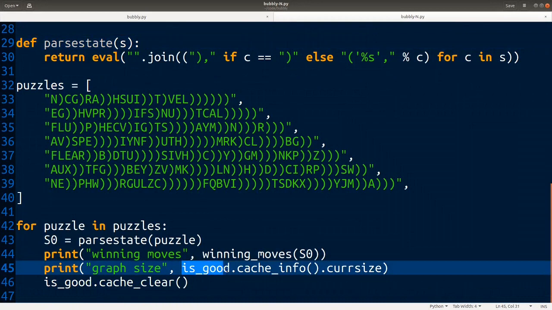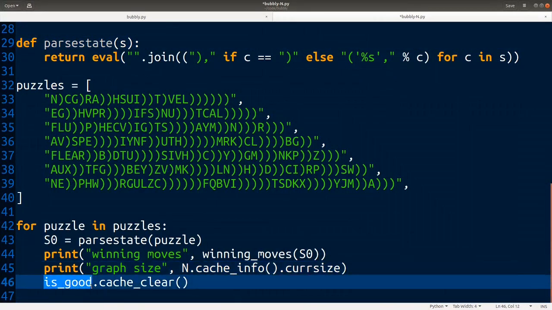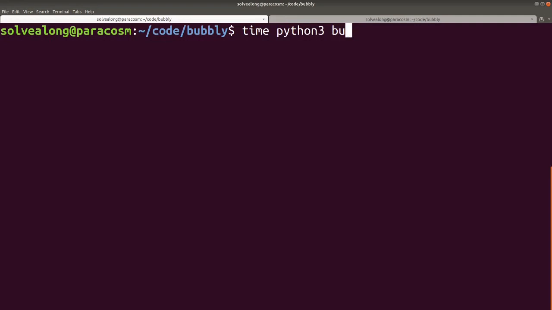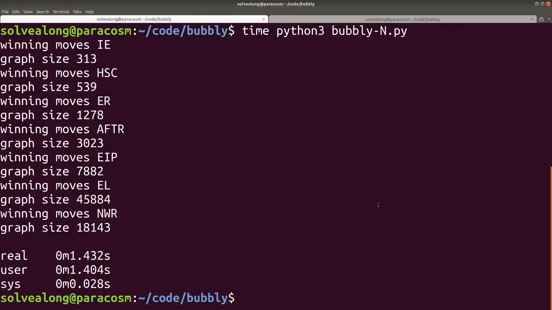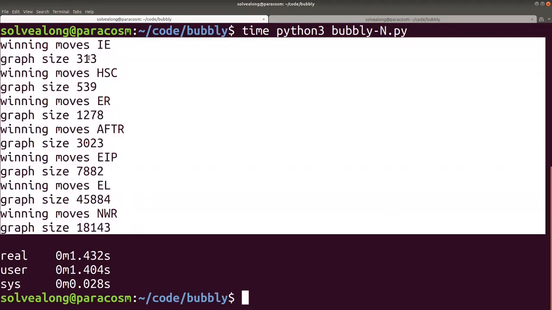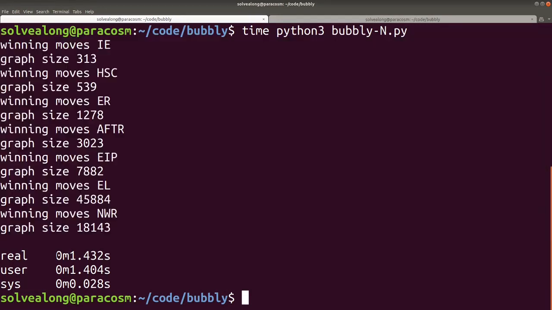I think that's about it. Since we changed the name of the function, I'm just going to print out the cache size of this function. Let's give that a try. All right, looks like it's giving the right output here. The numbers are a little bit bigger, but not much bigger. And it looks like the program, instead of taking 0.6 seconds, took 1.4 seconds. So over twice as long.